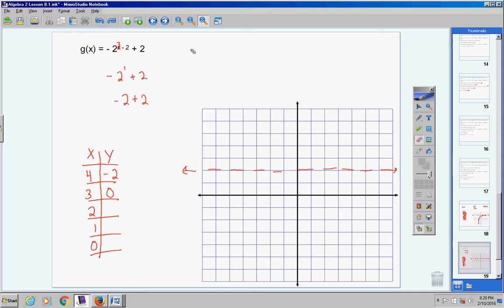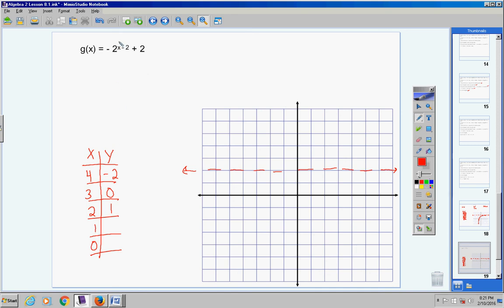Next, let's put in a 2 for my exponent. 2 minus 2 is 0. So -2, 0 power, +2. Well, bring down your negative sign. Anything to the 0 power is 1. -1 +2 is 1.